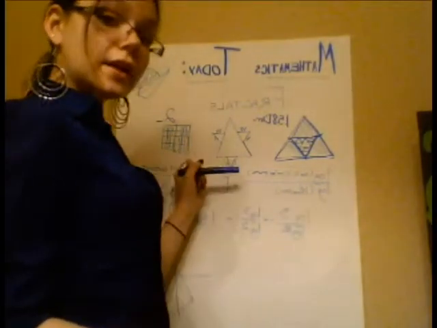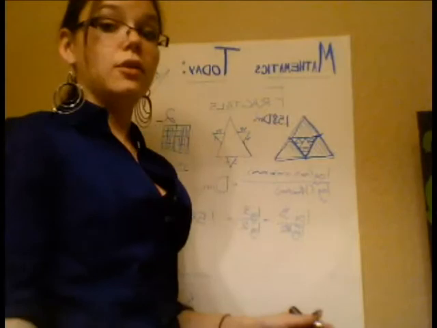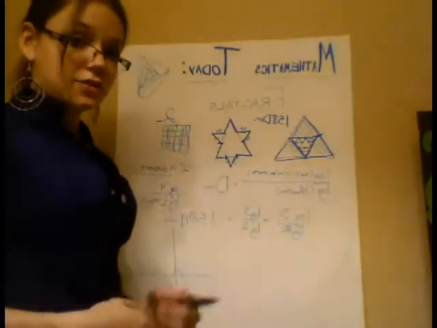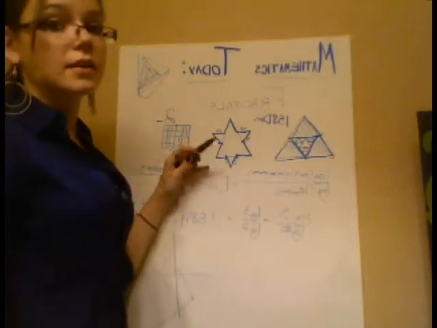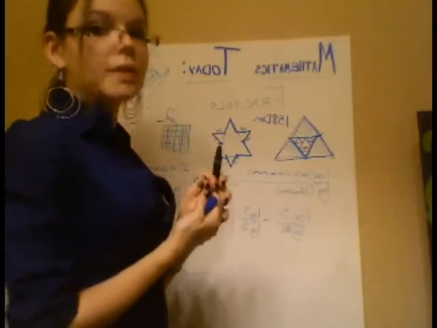This is the Koch snowflake, and this is also a triangle-based geometric fractal. And here we have an interesting paradox. The area of the Koch snowflake is obviously a finite amount of space. However, the perimeter is infinite.